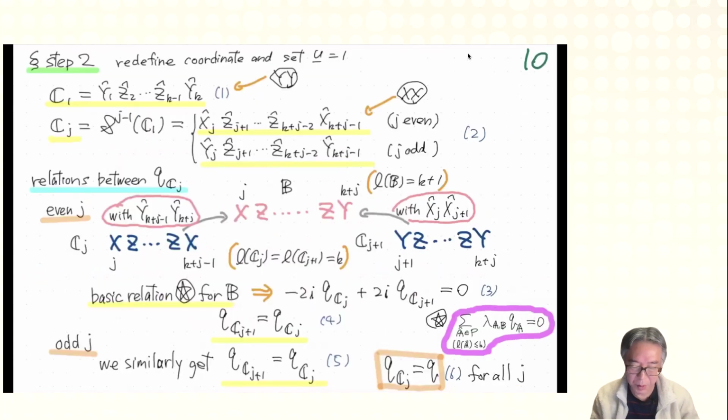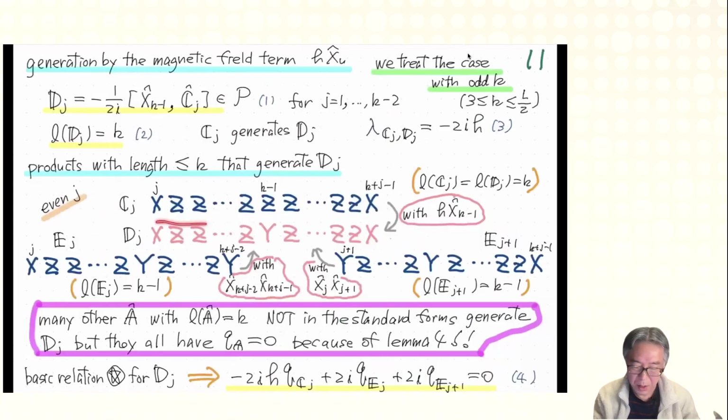Well, this is different from what we are doing for case B, in this case with product B. The product B has length k plus 1. And we only had to look at products that generate B and have length k or less than k. In that case, we only had to look at these two products. But in this case, D has length k. So by using this magnetic field term, you can generate dj from many, many different products with the same length k. There are also some products with larger lengths that generate dj, but that's of course not necessary to consider. But from this restriction on the length, we have to, in principle, take into account all these products A with length k that generate dj.